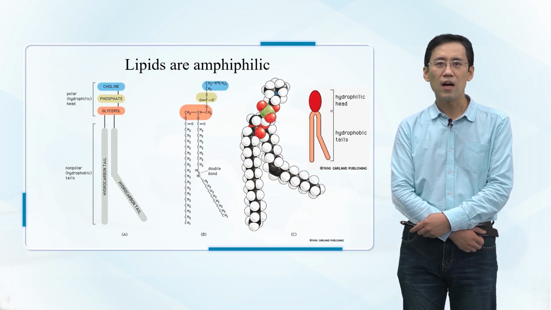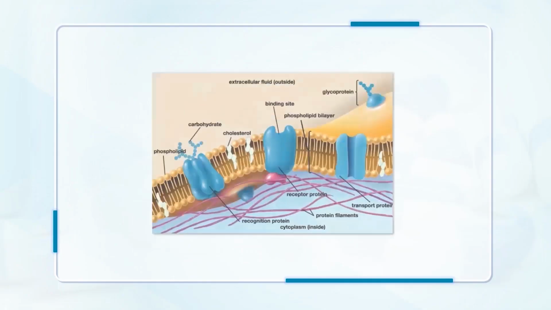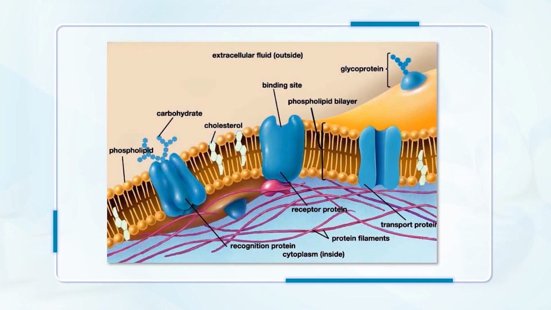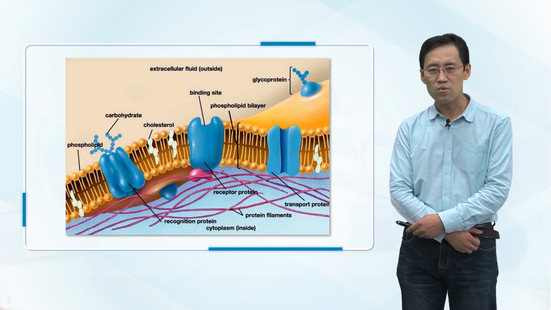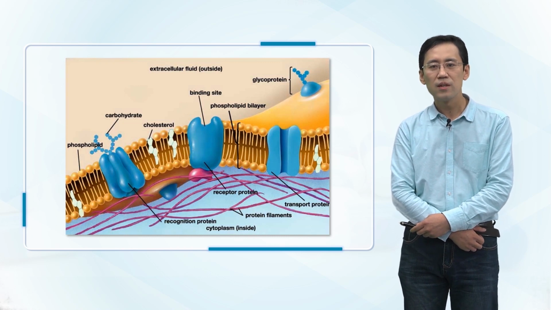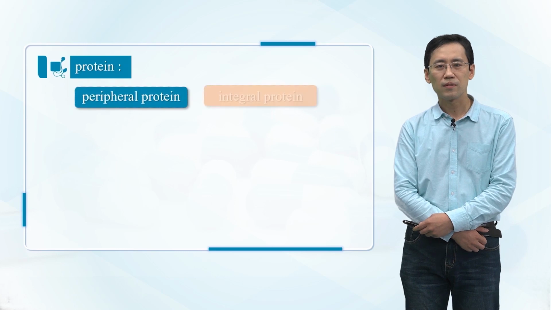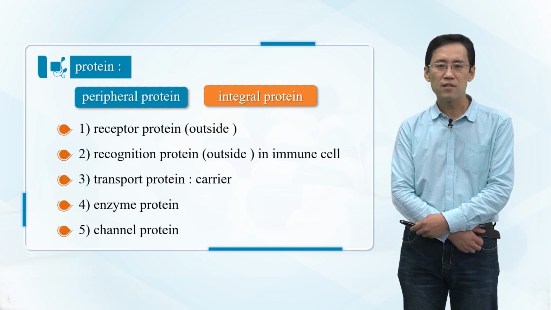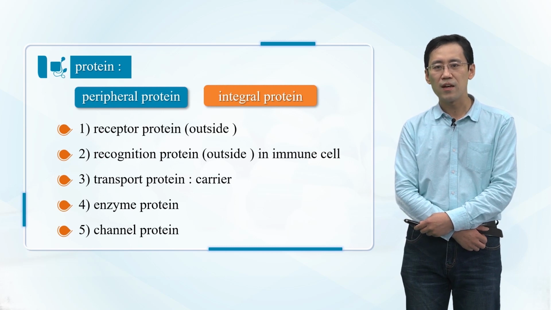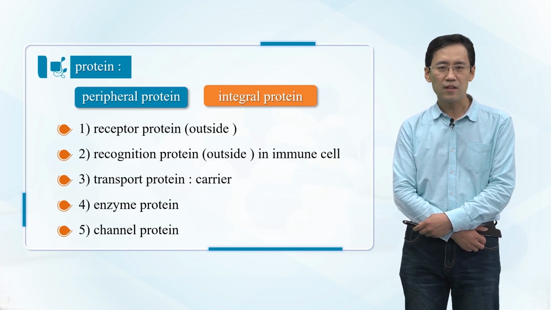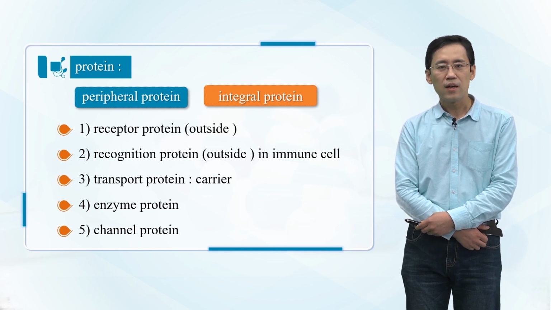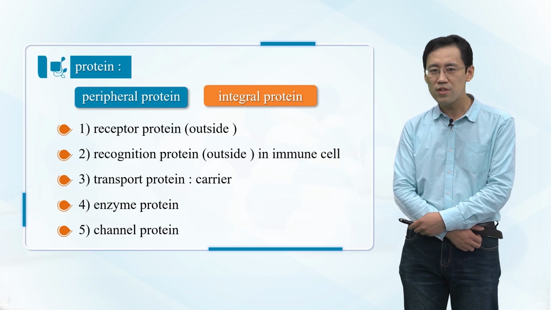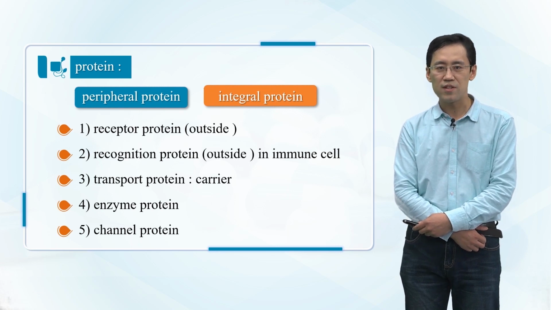The lipids are amphiphilic. Let's take a glance at the membrane. The membrane consists of lipids and membrane protein. It is a kind of glycoprotein, constructs the carrier, channel, etc. The protein can be classified as peripheral protein and integral protein. It can also be classified as receptor protein and recognition protein in the immune cells, and transport protein such as carrier, enzyme protein, and channel proteins.